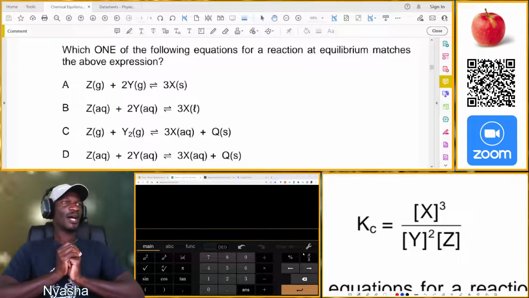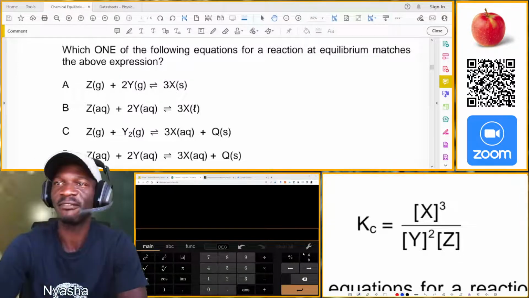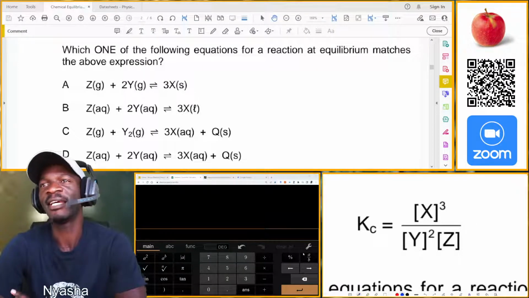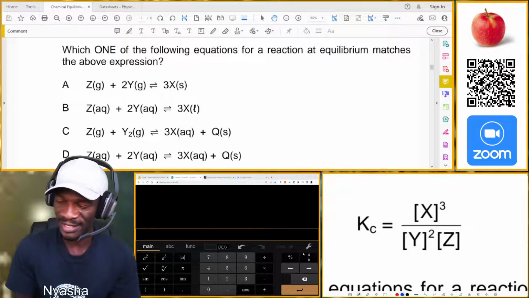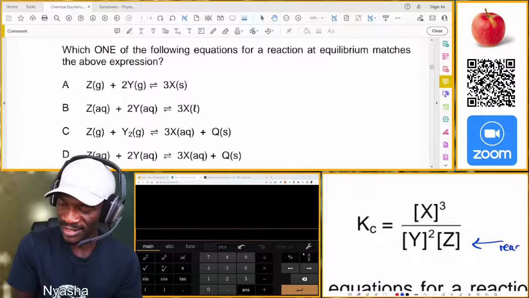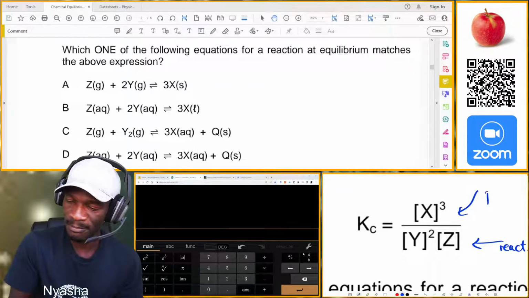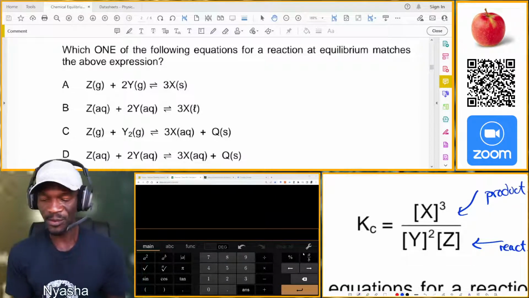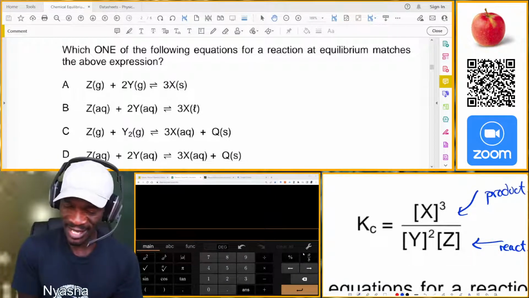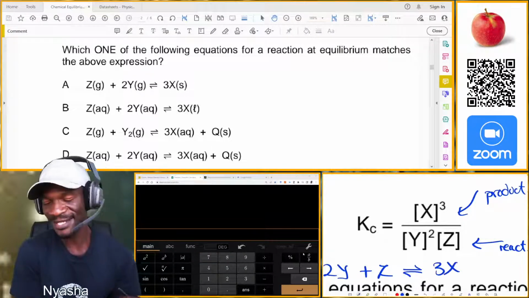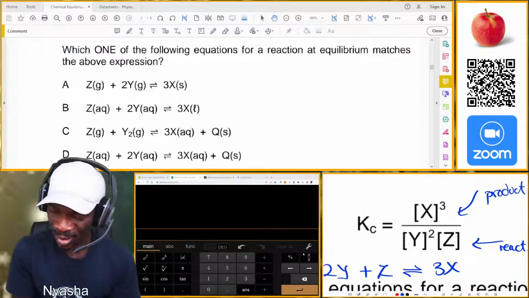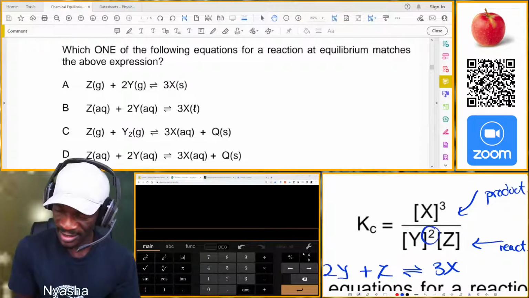Right, I think we've had enough time to look at it. First one, is the first one a candidate? From this expression, we can tell that these are the reactants, and that this is the product. So the chemical reaction must have 2y somewhere plus z somewhere, in equilibrium with 3x somewhere. So these are our reactants.